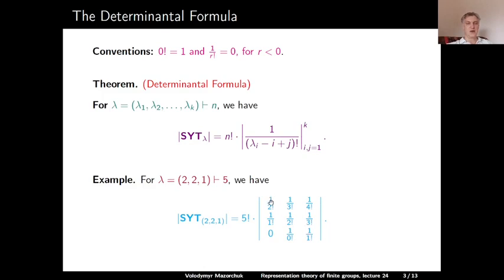So we know that 1 divided by lambda 1 factorial is the first diagonal element, 1 divided by lambda 2 factorial is the second diagonal element, and so on. And then the numbers in the denominator increase by 1 from left to right in each row. And if this number is negative, then the corresponding 1 divided by r factorial is 0.